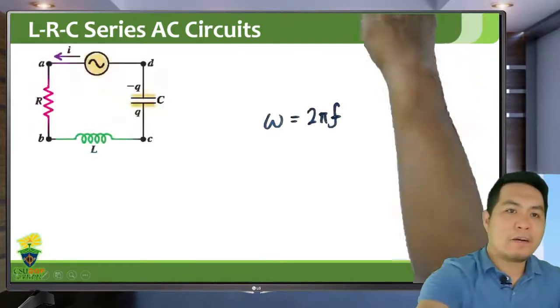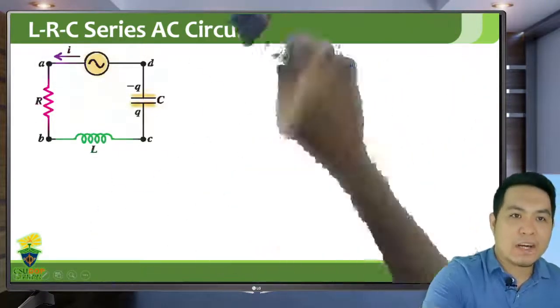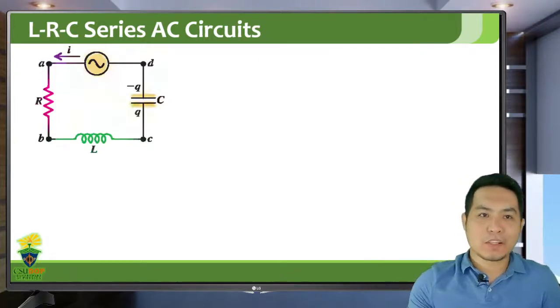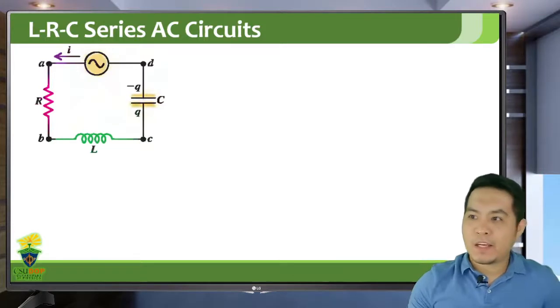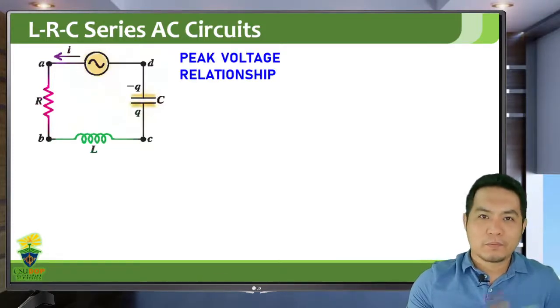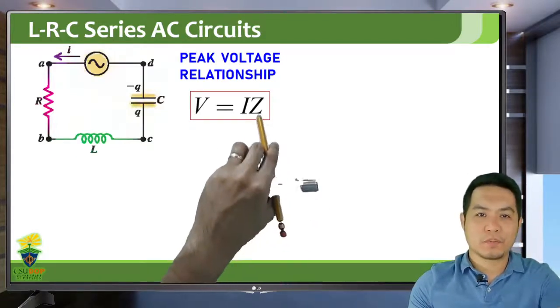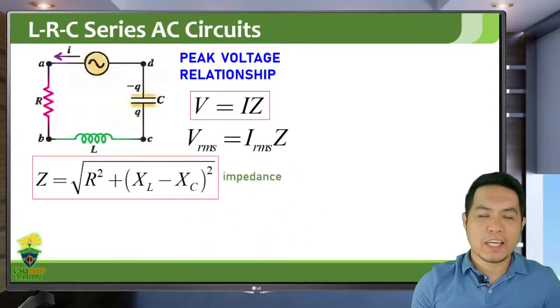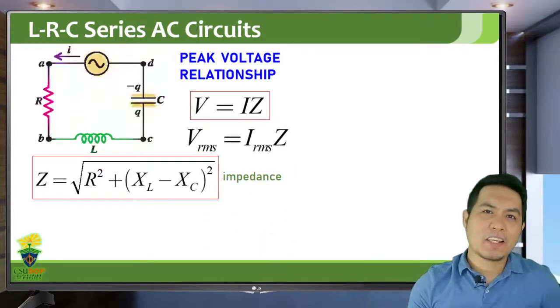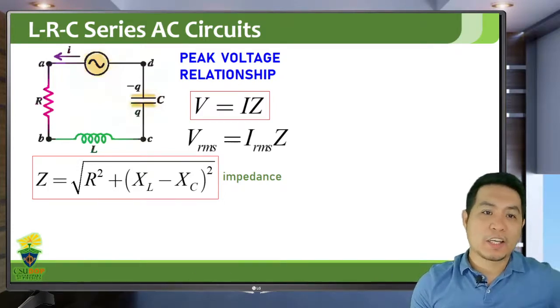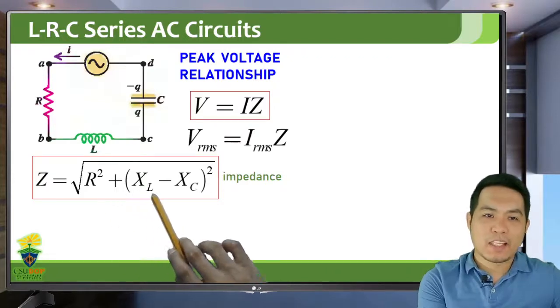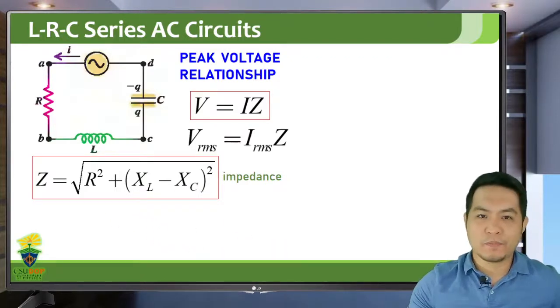So if you now have a resistor, capacitor, inductor series circuit connected to an AC source, then you can now describe the total or the net resistance reactance of the system as Z, where Z is what we call the impedance. So you can think of it as the net resistance, net reactance of your circuit. So it's the square root of R squared plus XL minus XC squared.